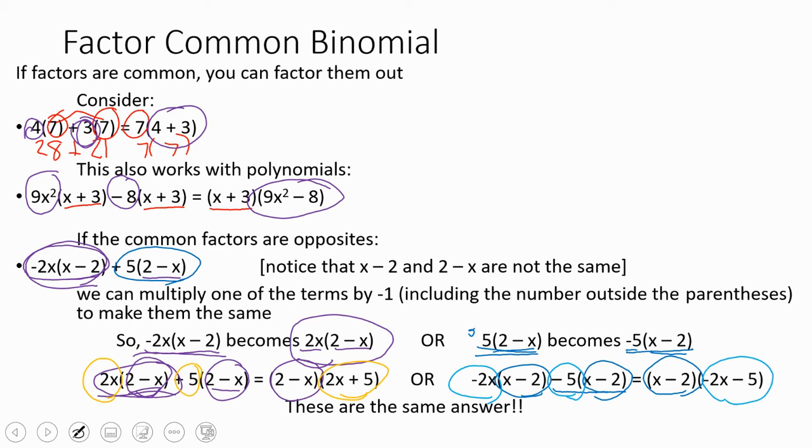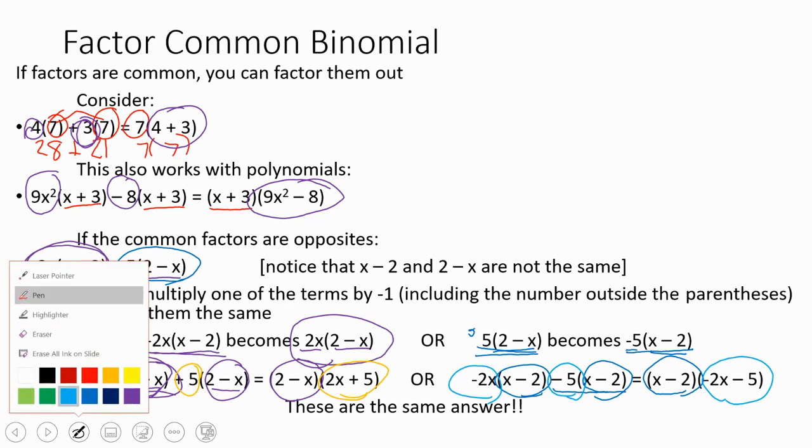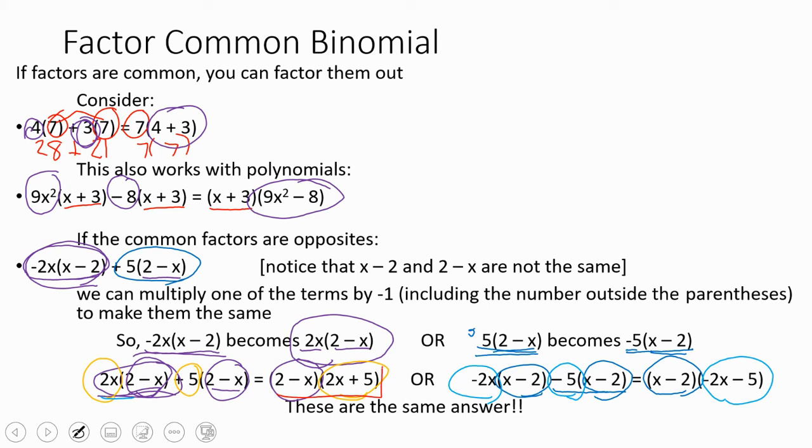Okay? This answer, oh, sorry, I'm going to pick a different color. This answer and this answer are the same thing. When you FOIL those, you'll get the exact same thing. It's just changing which numbers are negative. So you can see in this first one, the only thing that's negative is the x. And in the second one, the only thing that's positive is the x. So it's just completely flipping your positives and negatives.